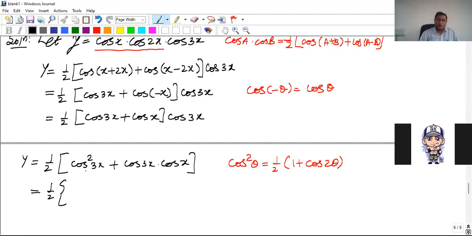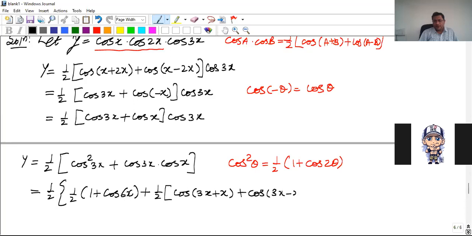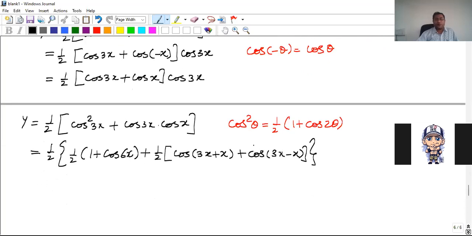So half of, for this term, we'll be having half of 1 plus cos of 6x, because theta is 3x here, so it will become 6x. Plus, for this, again we'll use this formula. So it will become half of cos of 3x plus x plus cos of 3x minus x. Okay, that's what we have.